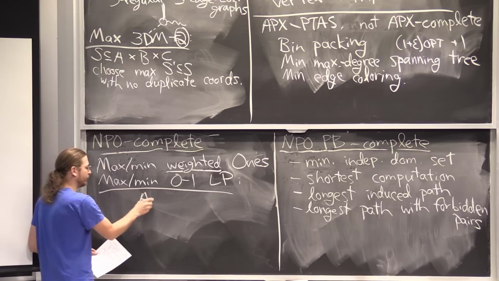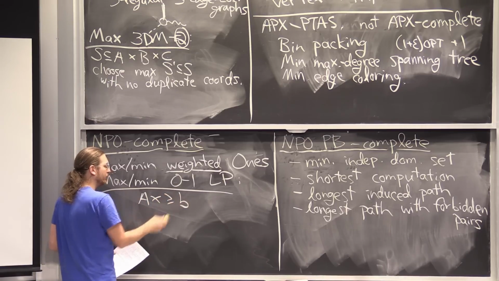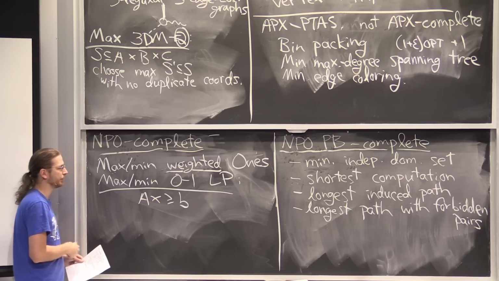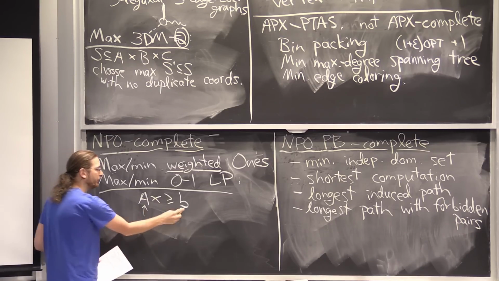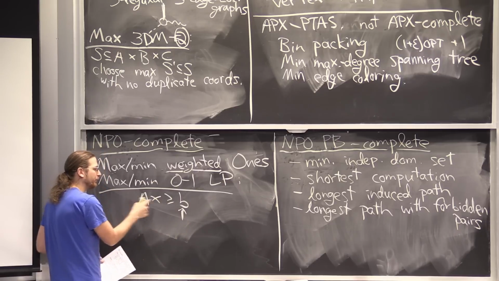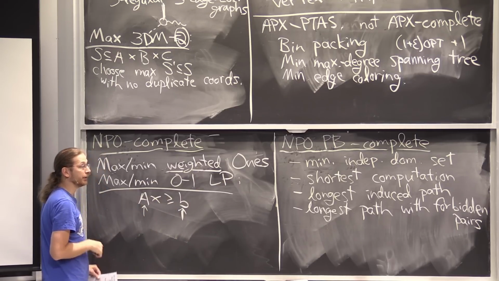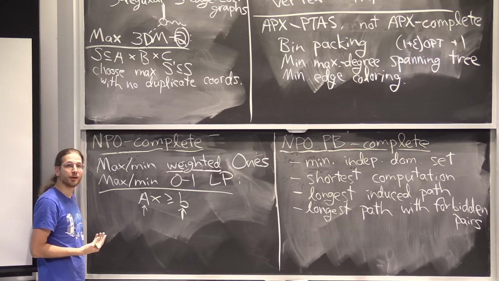If you're not familiar with linear programming, it's basically a bunch of linear inequality constraints. And now this is a bunch of integers. These are both given integer matrices and vectors, and they can have exponential value.